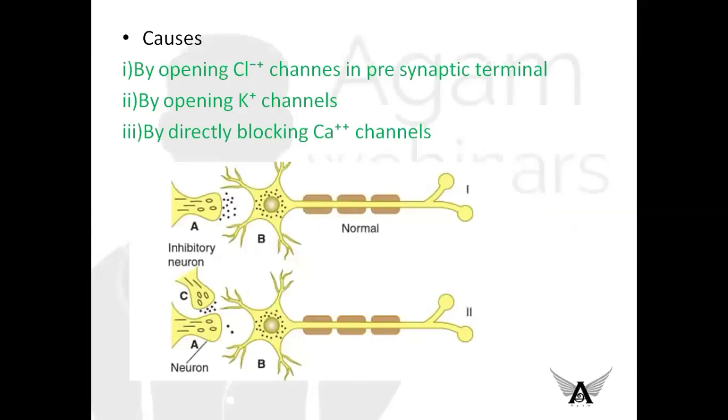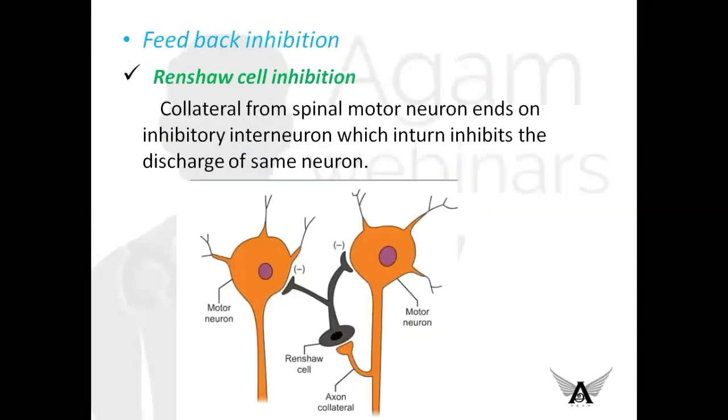The causes for it are opening of chloride channels or opening of potassium channels, and directly blocking calcium channels in the presynaptic neuron. It causes indirect inhibition. Next type is feedback inhibition. It is also called Renshaw cell inhibition.